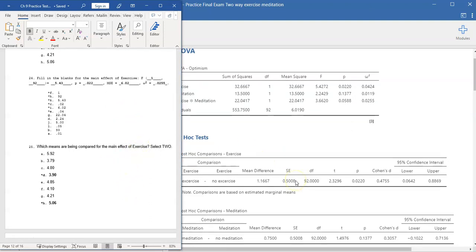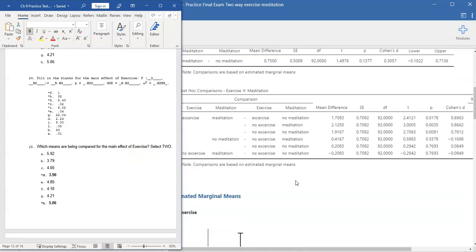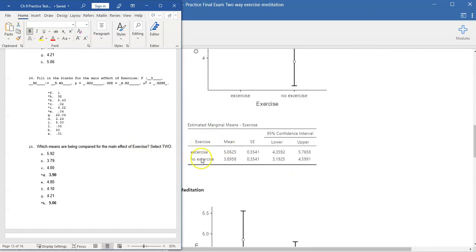Which means are being compared for the main effect of exercise? You want to pick 2. So for the main effect of exercise, you can go down to this table here, main effect of exercise. So it's 5.06 and 3.89 or 3.90.